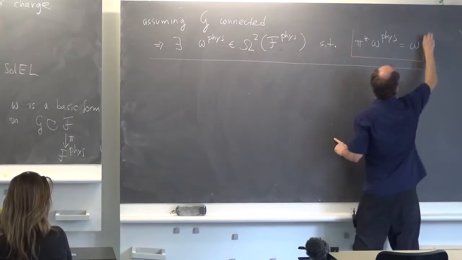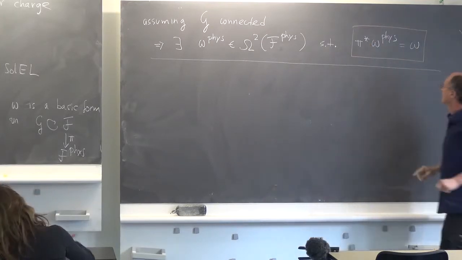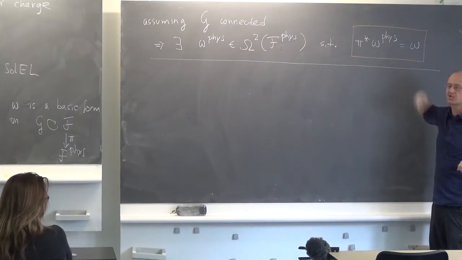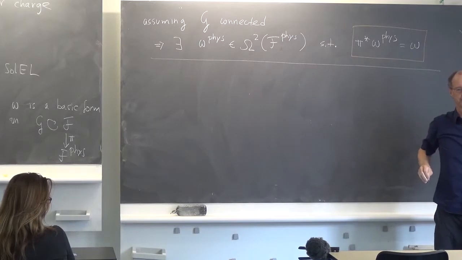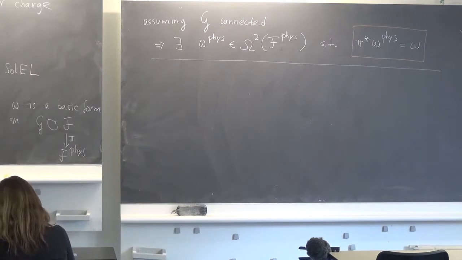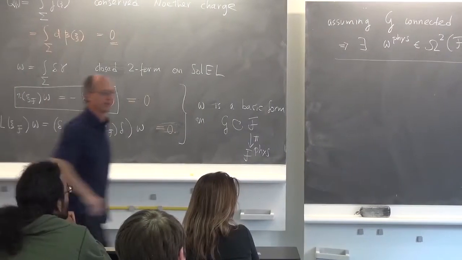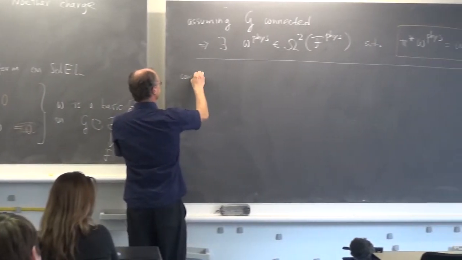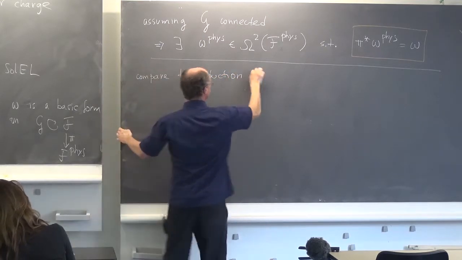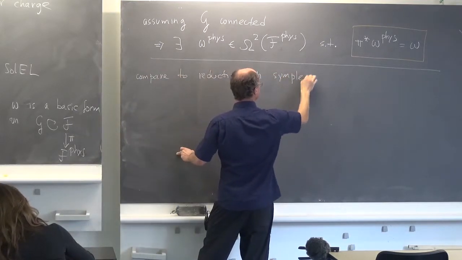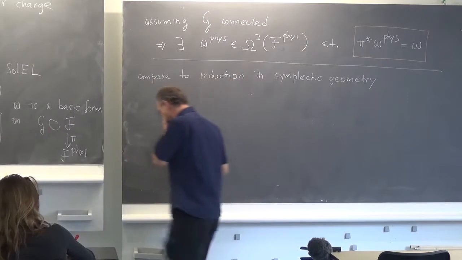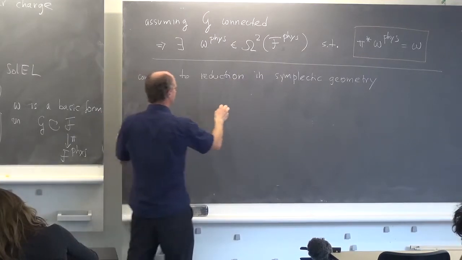Now, here is a question for you, whether we've seen such things somewhere in the symplectic geometry course. So where do such equations appear? When we do reduction. That's right. So let's compare to reduction in symplectic geometry.